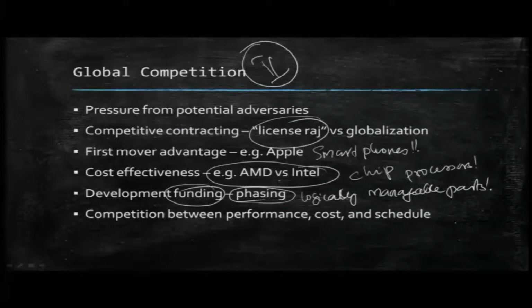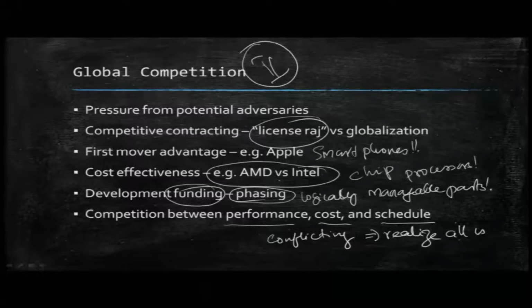Finally, there is a competition between performance, cost and schedule. You would want the system to do everything at the best performance. Also, you want it at the lowest cost, and you also want to develop it within the required time schedule. All these three are conflicting in nature, and it is quite hard to realize all of them.